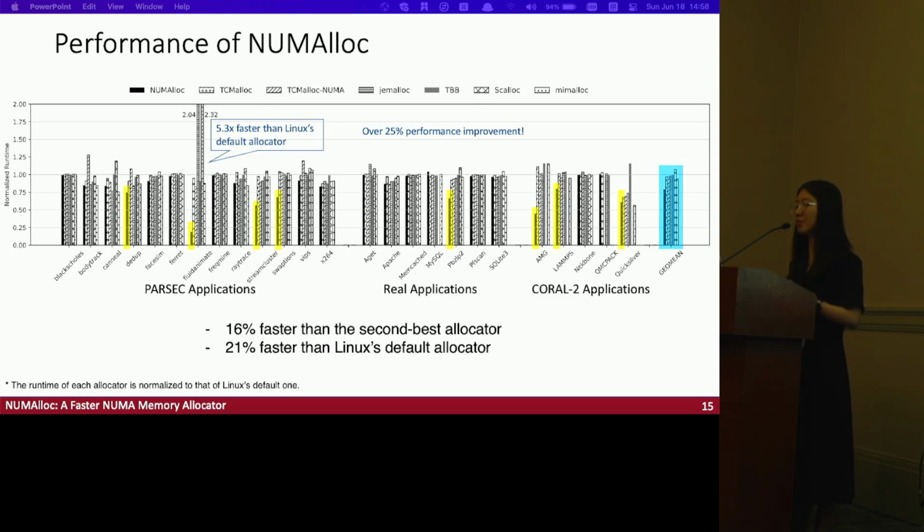The evaluation was conducted on an 8-node machine, and each NUMA node has about 16 cores. So we use 16 multiplied by 8 threads, making each application have 128 threads running. And this is also true for the other allocators' settings.